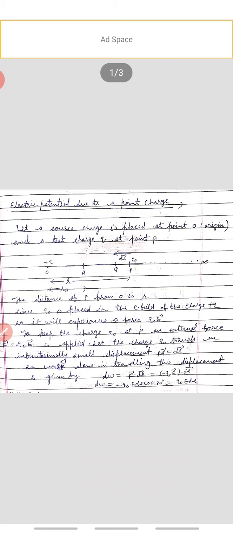Now, to keep the charge Q naught at point P, an external force F equals minus Q naught E is applied. Let the charge Q naught travel an infinitesimally small displacement PQ equals dl, and so the work done in traveling this displacement is given by dW equals F dot dl. If we put the value of the force, then we get dW equals Q naught E dot dl. This is the small work done.